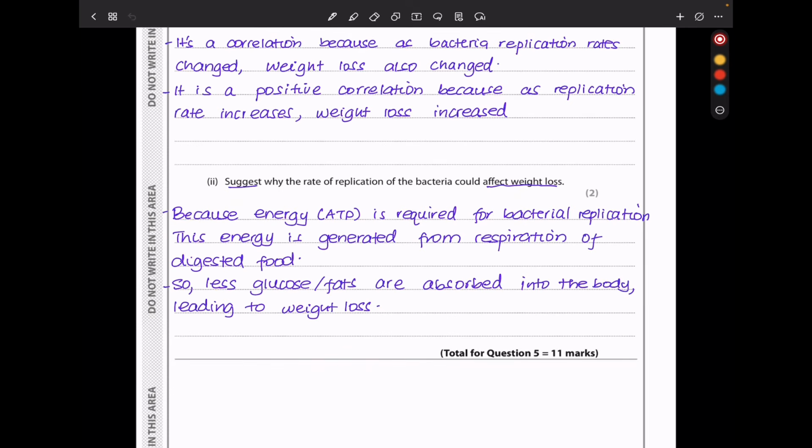Then they say suggest why the rate of replication of bacteria could affect weight loss. Bacteria are going to carry out respiration using the food that is broken down, so less glucose is going to be absorbed into the body. So here I said because energy is required for bacterial replication, and this energy is generated from respiration of digested food. So if this occurs and the bacteria are many in number, less glucose or fats are absorbed into the body, leading to weight loss. So this brings us to the end of question 5. Let's continue to question 6.